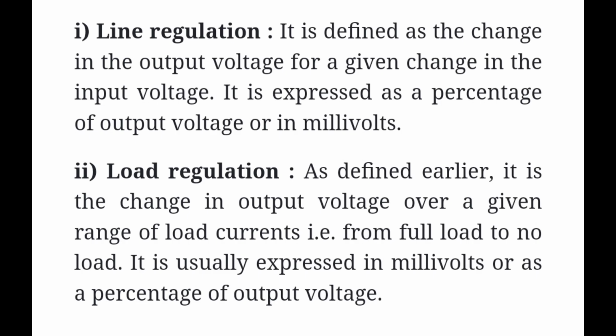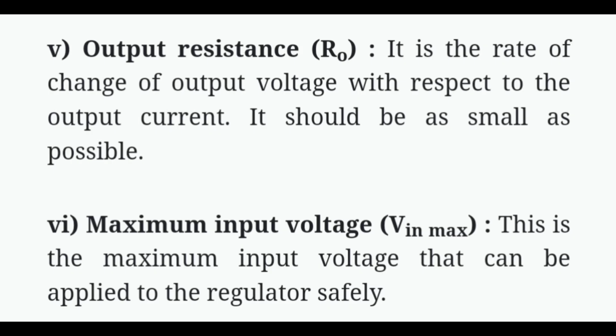Next one is load regulation. It is the change in the output voltage over a given range of load current, that is from full load to no load. It is usually expressed in millivolts or as a percentage of output voltage. Next one, output resistance. It is the rate of change of the output voltage with respect to the output current. It should be as small as possible.